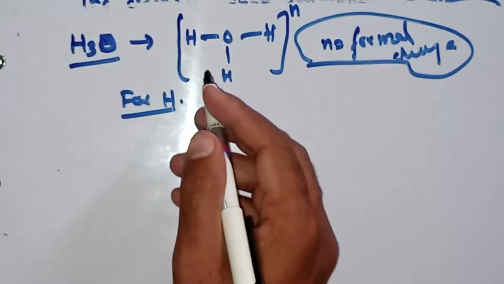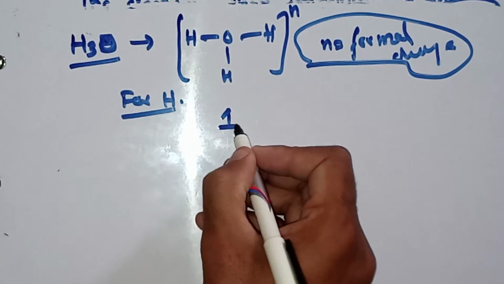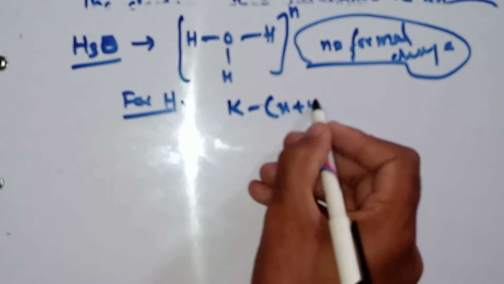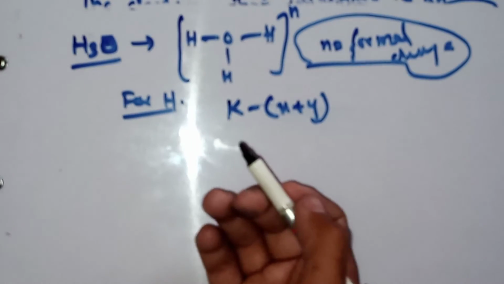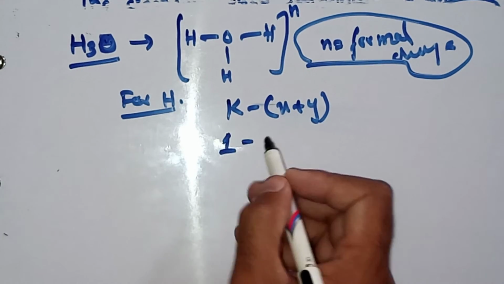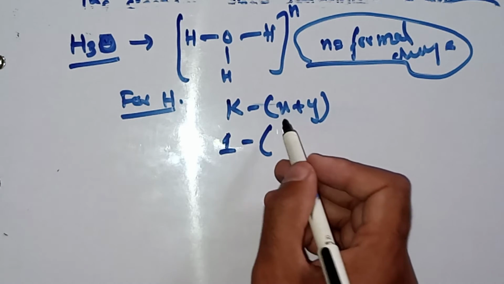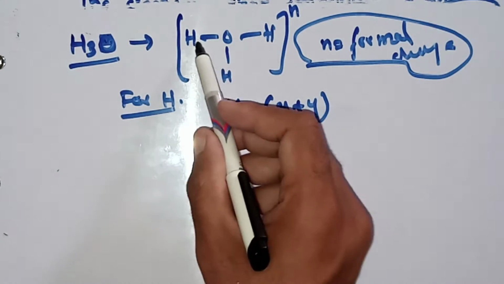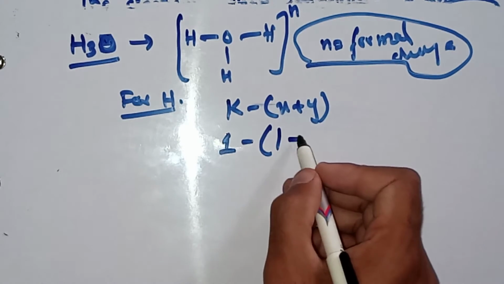According to the formula, what is K? K means the number of electrons in the valence shell, or the group number of the atom. Hydrogen contains one electron in its valence shell. So the formula is K minus x plus y, where K is equal to 1. What does x mean? It is how many bonds the atom forms. Here hydrogen forms one bond, so x will be 1, plus y.